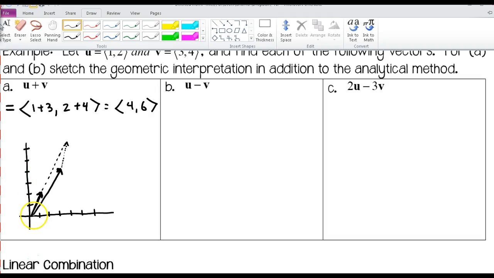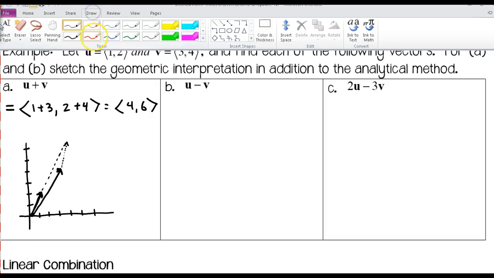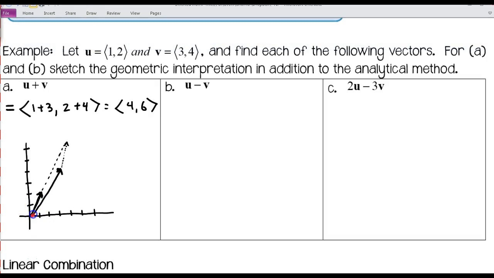And then my net force, or my resultant, is going to go from the initial point here through the diagonal to the other side of the parallelogram. Alright, so this red vector, hopefully if I did that right, that's about 4 and 6. 4, 6. So your result should match your algebraic result as well.